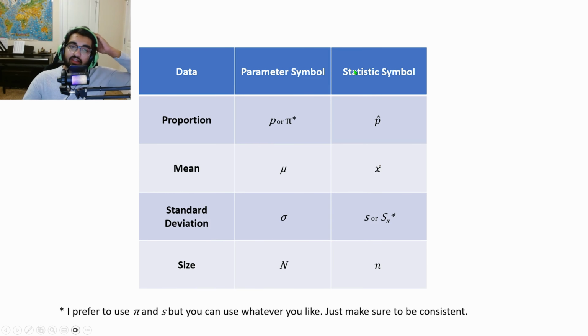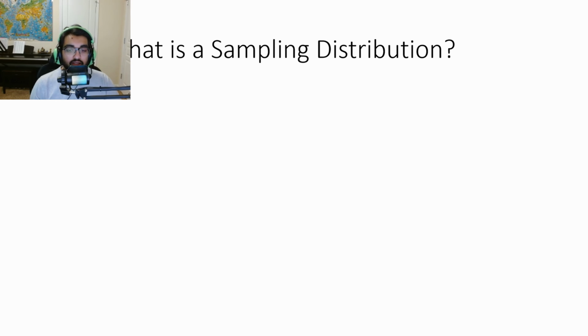Now over on the statistics side, the proportion we call p hat. Statistic for mean we call x bar. Statistic symbol for standard deviation is s sub x or s. I prefer using s sub x. Ignore this down here. And for sample size for the statistics, it is lowercase n. So get used to those. It's good to know. Anyway, what is a sampling distribution?